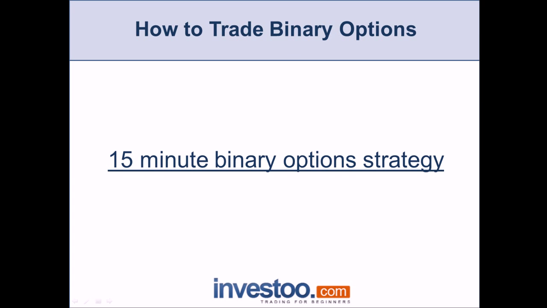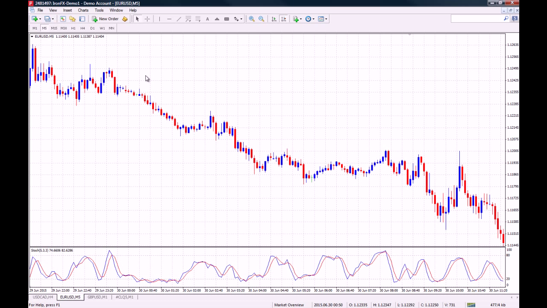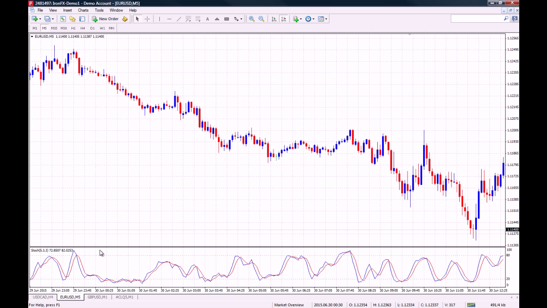Now let's jump to the charts, and the first thing you have to notice is that we are going to use a simple stochastic, a 5-3-3 stochastic, and that's the only indicator we are going to use. And we are going to be trading off the 5-minute chart because we need exact entries, and we need to leave price action a little bit of room to trade in our favor.